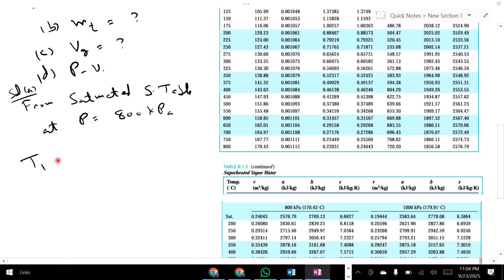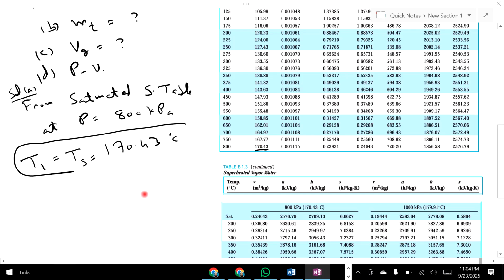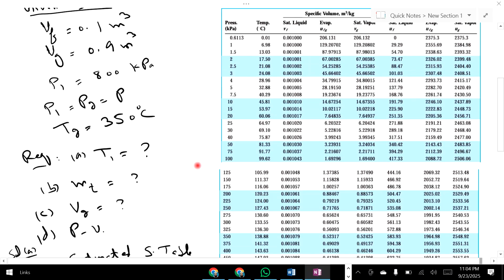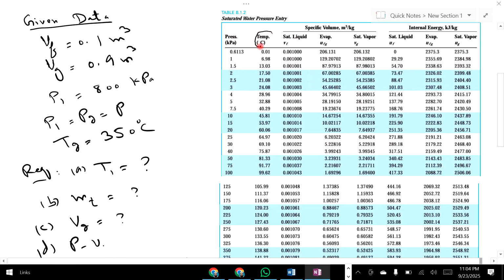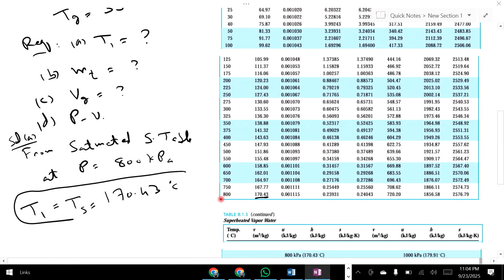At pressure equal to 800 kilopascal, T1 is equal to Ts, which is equal to 170.43 degrees centigrade. This temperature is given in the table. If we check the top of the table, this is the saturation temperature, and this is the pressure. So at pressure equal to 800 kilopascal, the saturation temperature is 170.43 degrees centigrade.